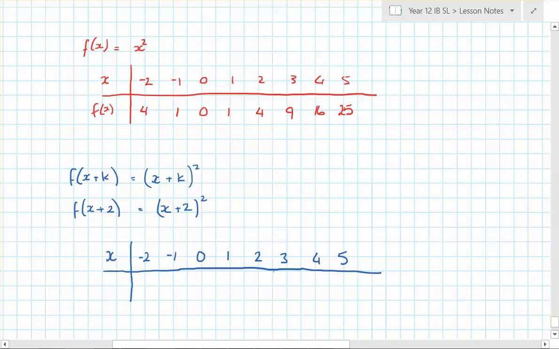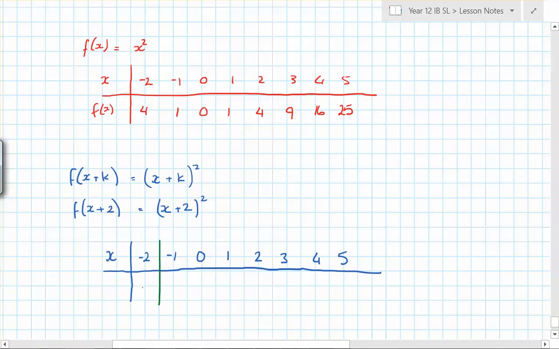So I could work it out by doing, well, it's -2 plus 2 is 0, 0 squared is, I could do it that way, no problem. But what I'm going to do is use these values, and then think, well, can you then realise why the graph moves left? So this is the best way I've found of explaining it. So what goes in this box here for -2?